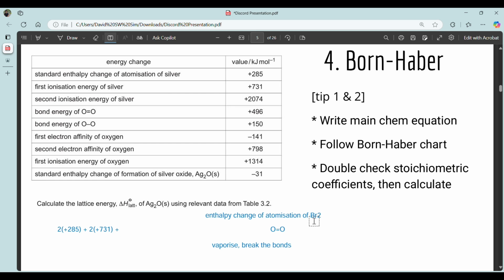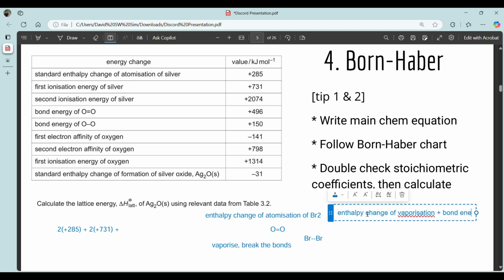So when your non-metal is a liquid or solid at standard state, like bromine, which is actually a liquid, you have to heat it up to vaporize it, to convert the bromine to gas. Then after you're done vaporizing the bromine, you break the Br to Br bonds. So the enthalpy change of atomization of a non-metal is actually the enthalpy change of vaporization plus the bond energy.